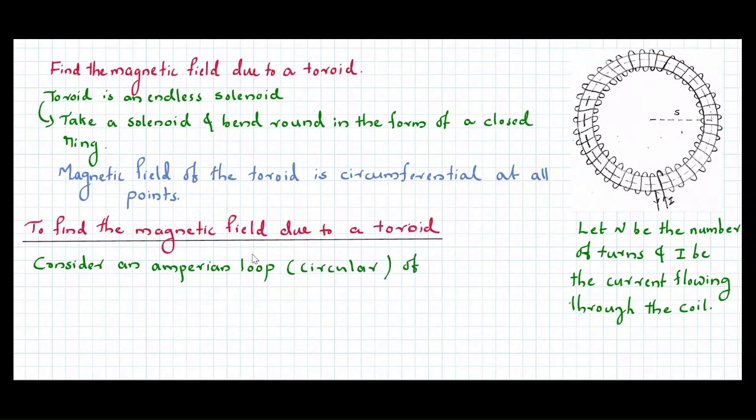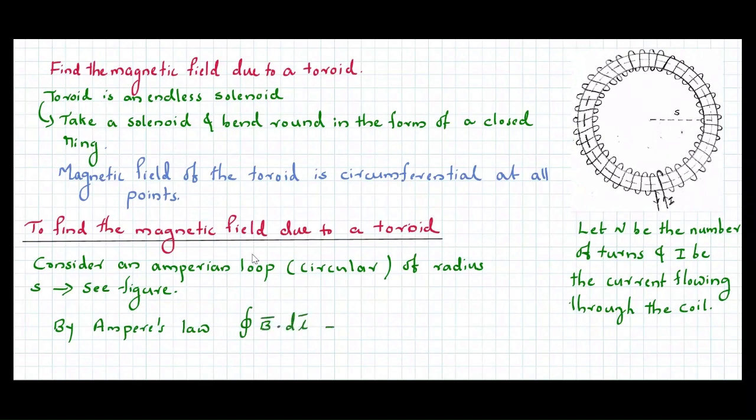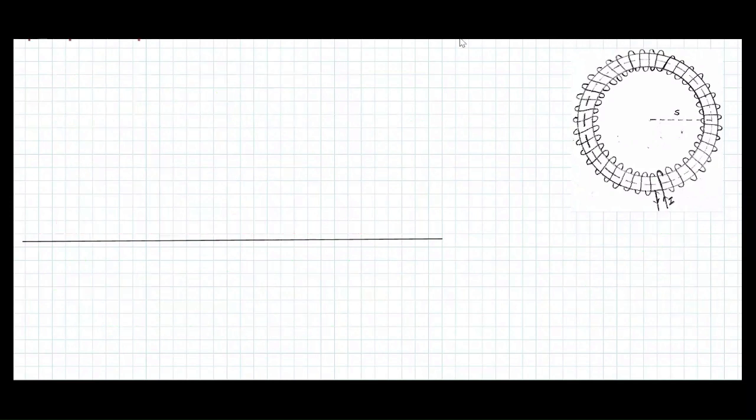Then by Ampere's law, the closed integral of B dot dl is equal to mu 0 I enclosed. Now what is the current enclosed by the Amperian loop which has a radius S?